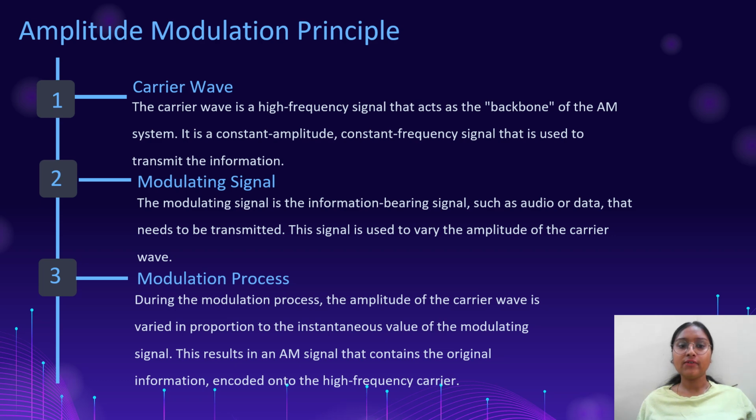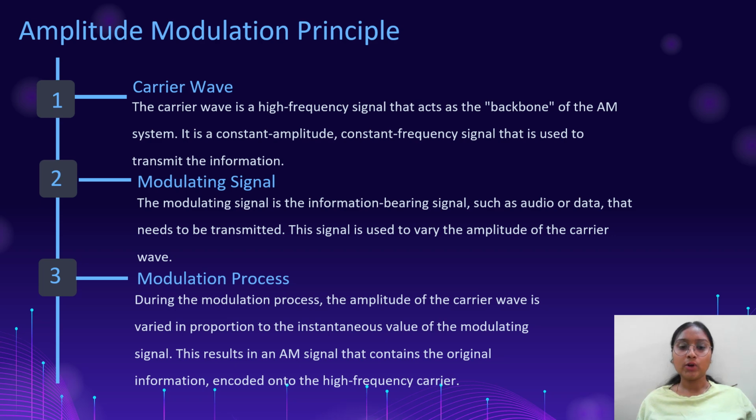The carrier wave is a high frequency signal that acts as the backbone of the AM system. It is a constant amplitude, constant frequency signal that is used to transmit the information. Second one, modulating signal. The modulating signal is the information bearing signal, such as audio or data, that needs to be transmitted. The signal is used to vary the amplitude of the carrier wave.